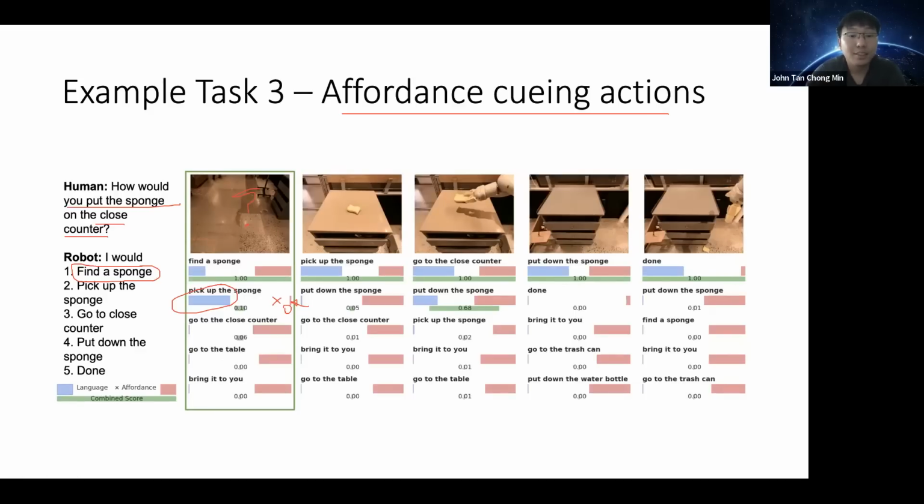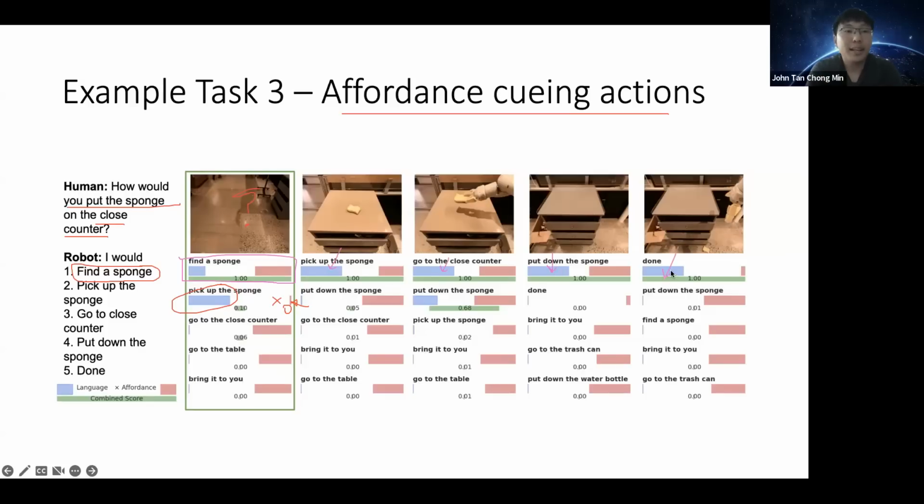This is the case whereby the value function actually plays a role in grounding the model to make sure that the option is feasible. So instead of picking up the sponge, the model instead chooses find a sponge. And that's exactly what is done here. And then for the rest, you can see that the language model actually picks the right approach at the first go.